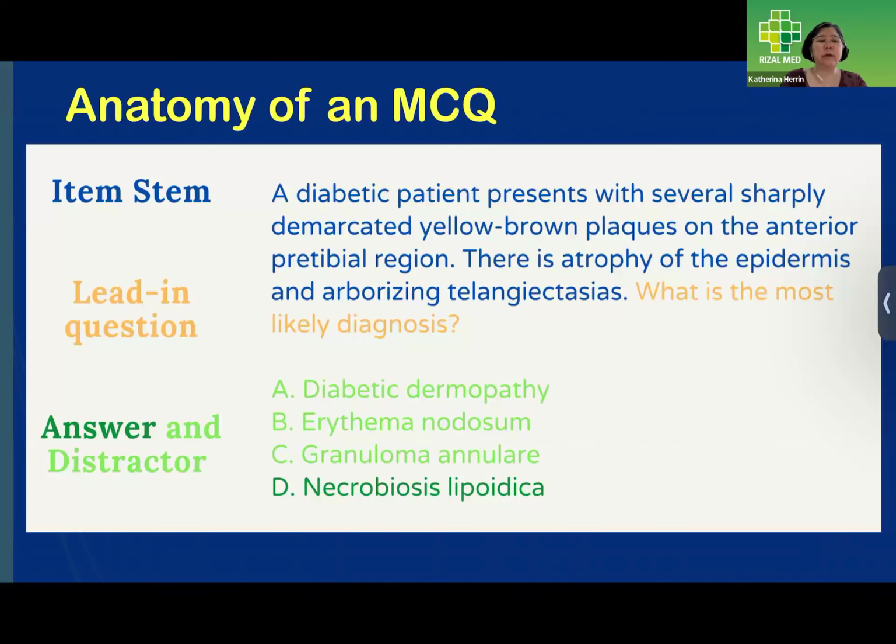Let us familiarize ourselves with the parts of a multiple choice question in order for us to understand each other as we go along. You have your item stem, which contains the pertinent data. Then you have your lead-in question. Then you have your answer and your distractors or alternative answers.